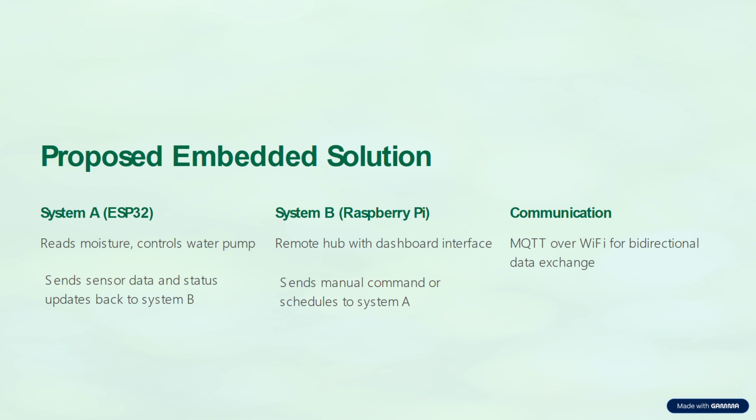These two systems communicate over Wi-Fi using the MQTT protocol. System A sends live sensor data and status updates to system B, and system B can send commands back, like turning the pump on or off, either manually or based on schedule logic.